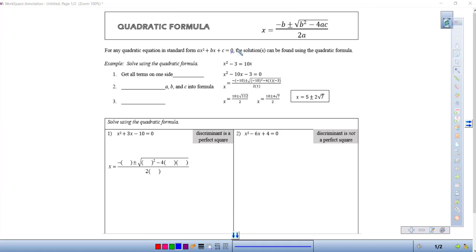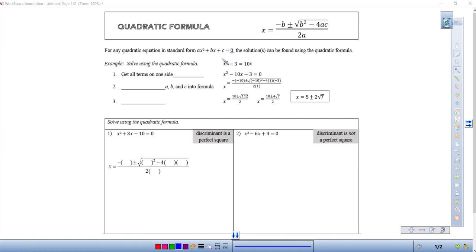Today we're going to learn how to solve quadratic equations using the quadratic formula. This is the quadratic formula. It looks really complex, but as we get moving, the calculator does a lot of work for us. It's not so bad. We can use this for anything in standard form.